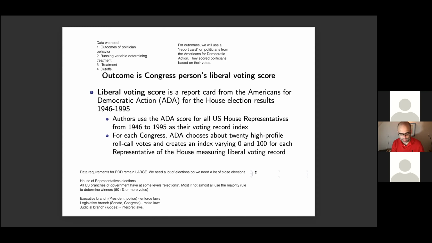What we have instead is the House of Representatives. Politicians serve 2-year terms. They come up for re-election every 2 years. Senators come up every 6 years. So we have more House elections, and the House represents small regions. I think we have almost 500 congressmen from the House. We have 100 senators.